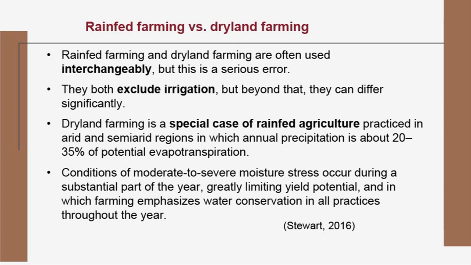For example, dry land farming is a special case of rain-fed agriculture, practiced in arid and semi-arid regions in which annual precipitation is about 20 to 35% of the potential evapotranspiration, means there is a deficit of moisture here. Conditions of moderate to severe moisture stress occur during a substantial part of the year, greatly limiting yield potential, and farming emphasizes water conservation in all practices throughout the year.